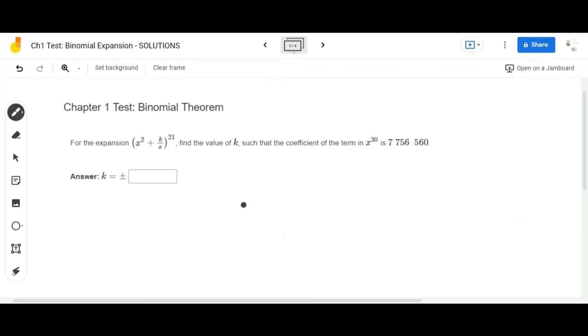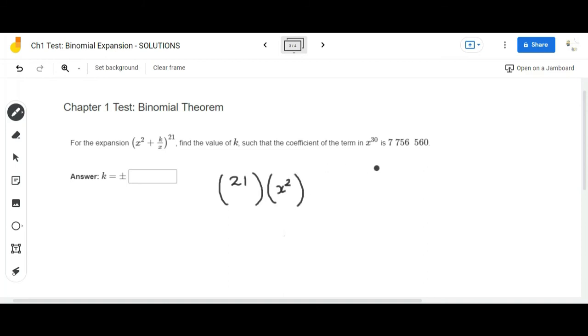Okay, our next question is (x^2 + k/x)^21, and we're looking for values of k such that the x to the power of 30 term has this coefficient of around 7.7 million there. So the good news is we know our n value again, so we know we're starting off with 21 choose something. So here's where we can tinker, might be the fastest option open to you.